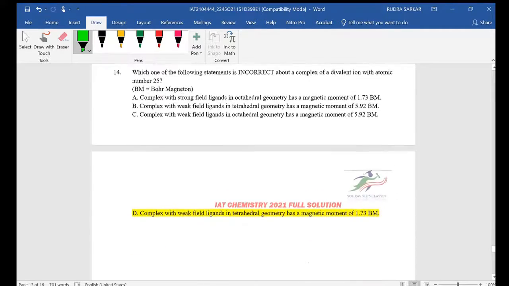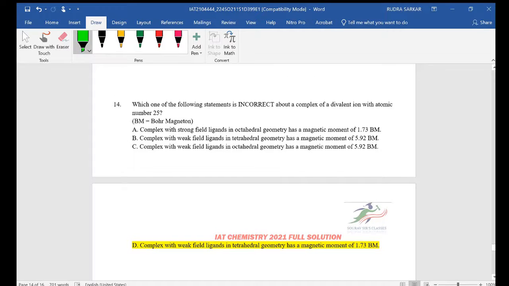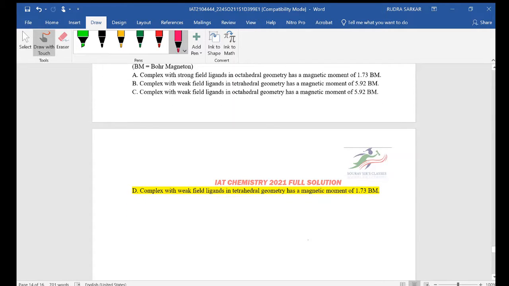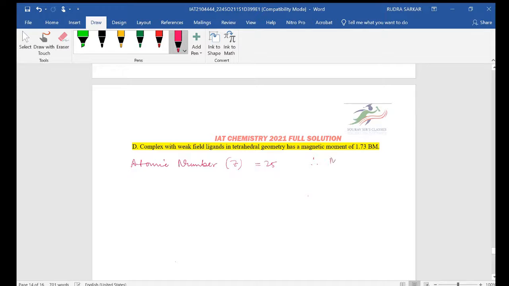Alright, in the next question, it has been asked, which of the following statements is incorrect about the complex of a divalent ion with atomic number 25? Bm is the Bohr magneton. So for this, whenever the atomic number Z is 25, that means it is Mn. So when we say Mn2+, the electronic configuration is Ar 3d5.